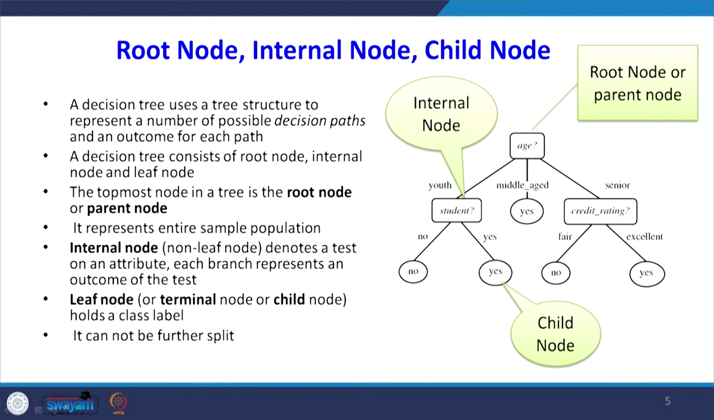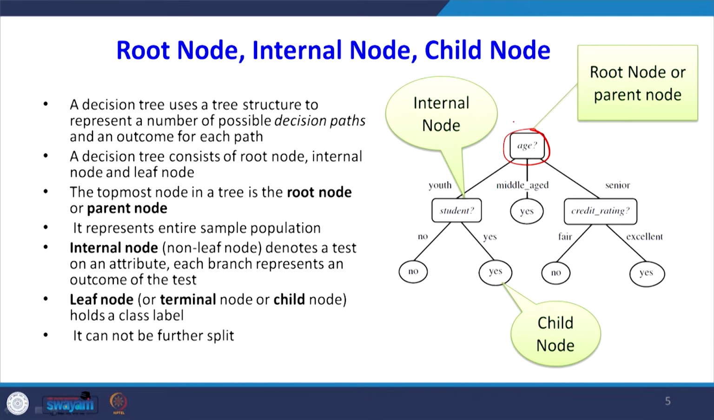You look at this, the first one, age, because the whole problem we are going to start with the variable age. So, this age is called the root node or parent node, that is in the rectangular box. The topmost node in a tree is called the root node or parent node, for example age. It represents the entire sample population.